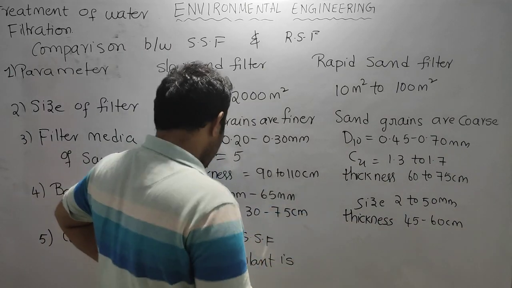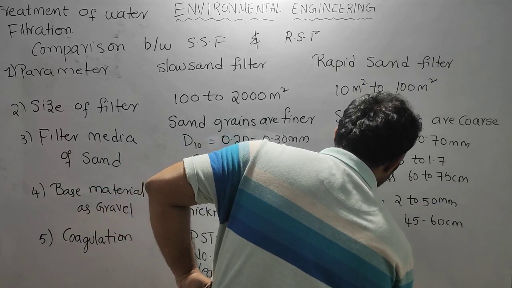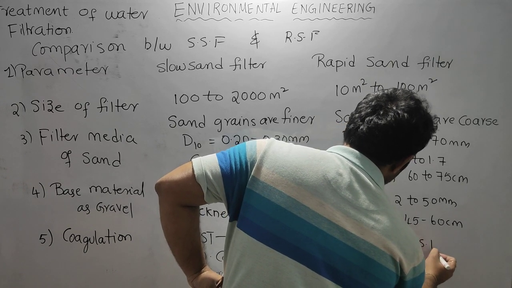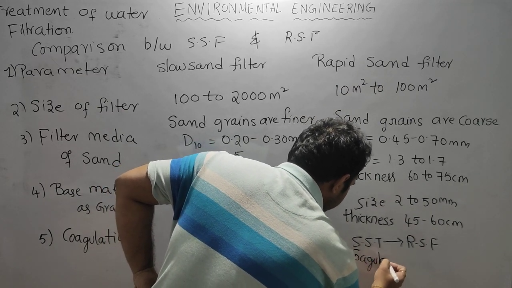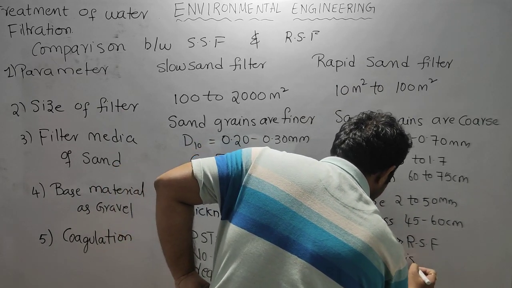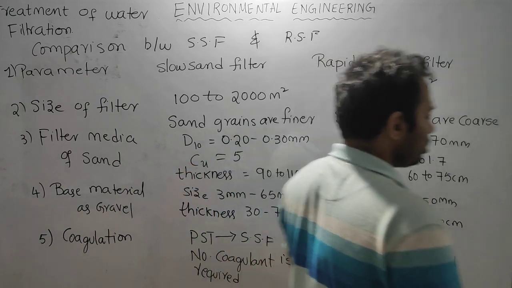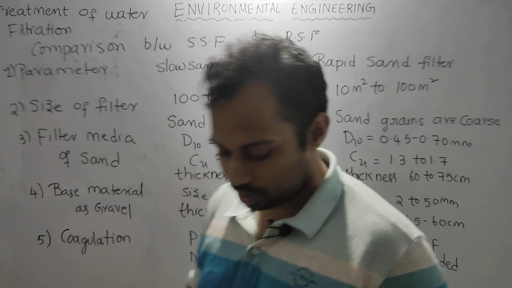Whereas in the rapid sand filter, we bring the water from the secondary sedimentation tank. So here coagulant is present or needed. In this rapid sand filter it gets water from the secondary sedimentation tank. These are some of the comparisons. Let us erase it and continue with the rest of the comparisons.